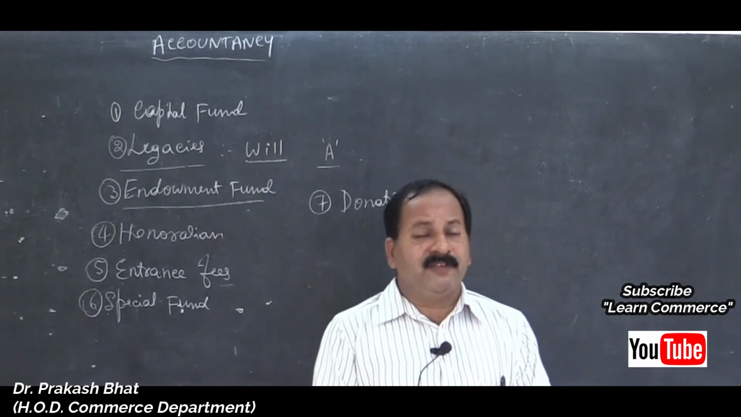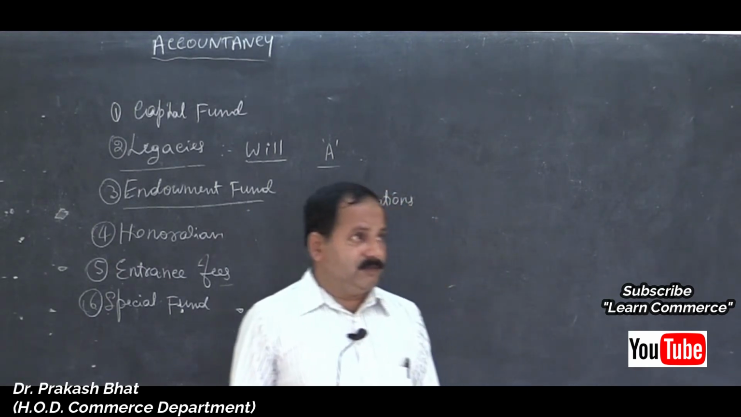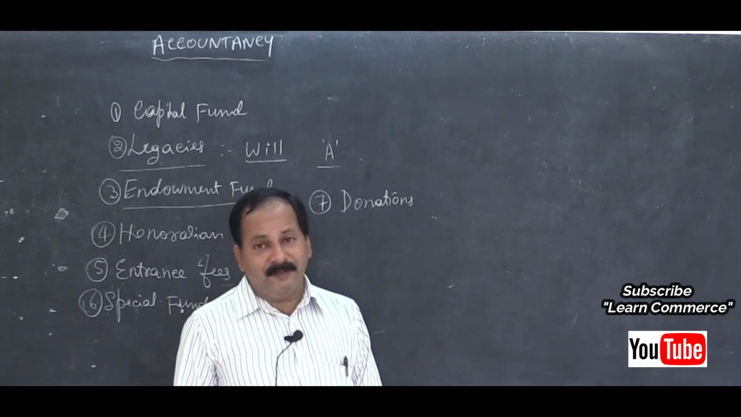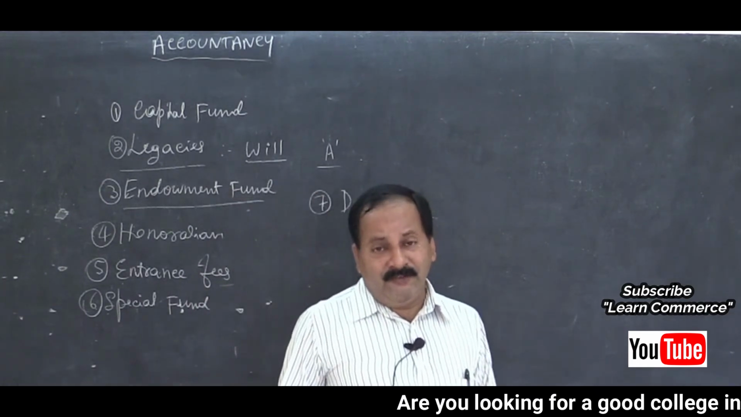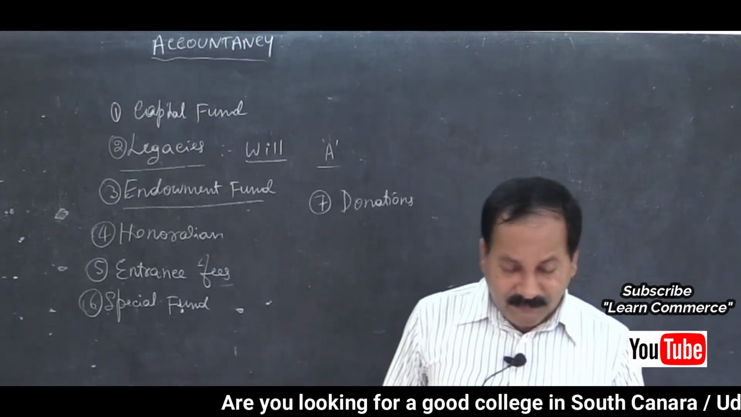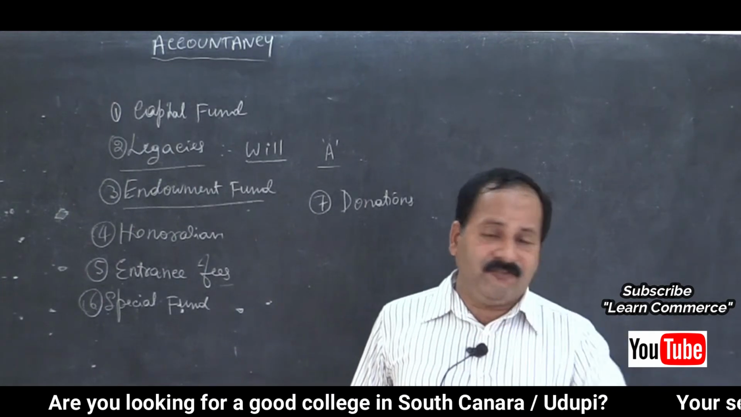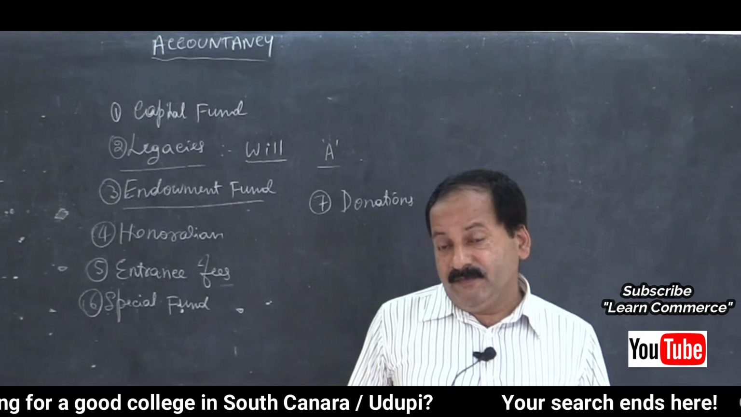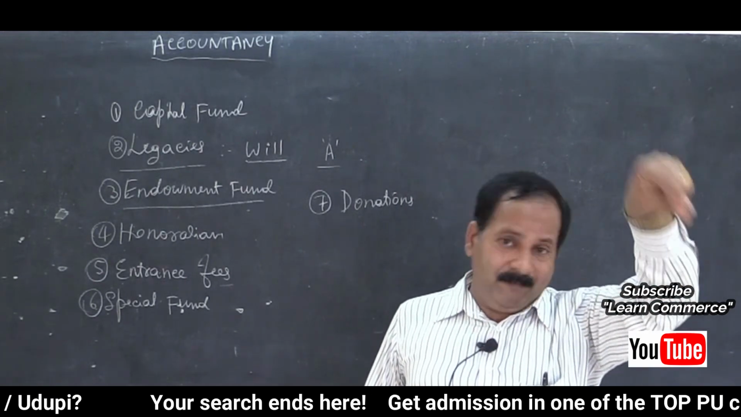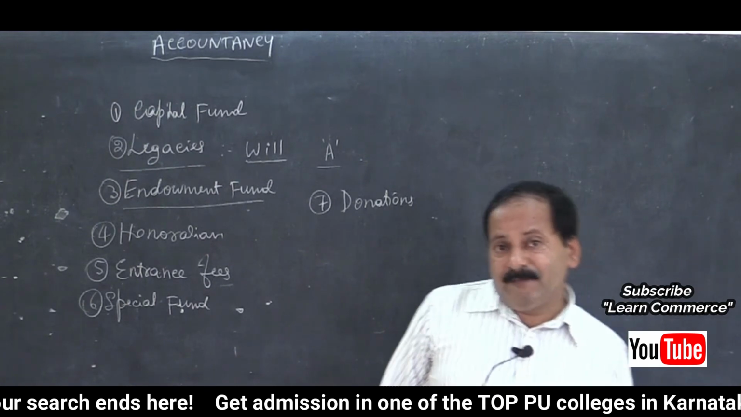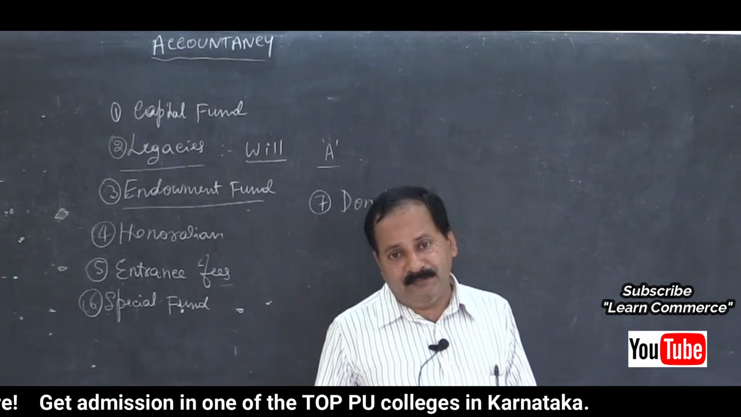Remember, a subscription for newspapers is revenue in nature. It is expenditure, revenue expenditure. We are subscribing for the newspapers for which every month we have to pay the amount, isn't it? So it is revenue expenditure.